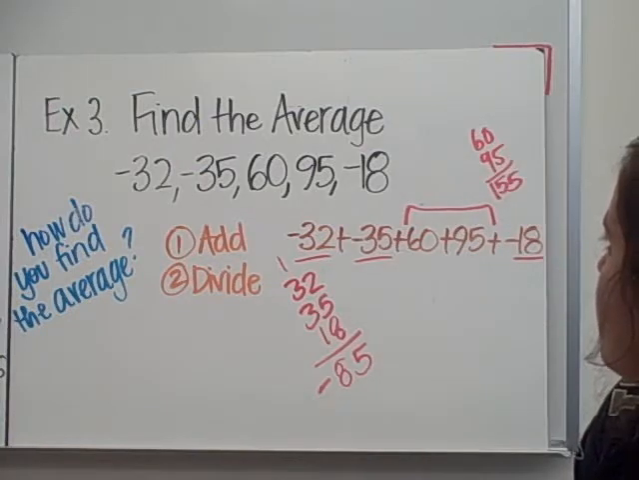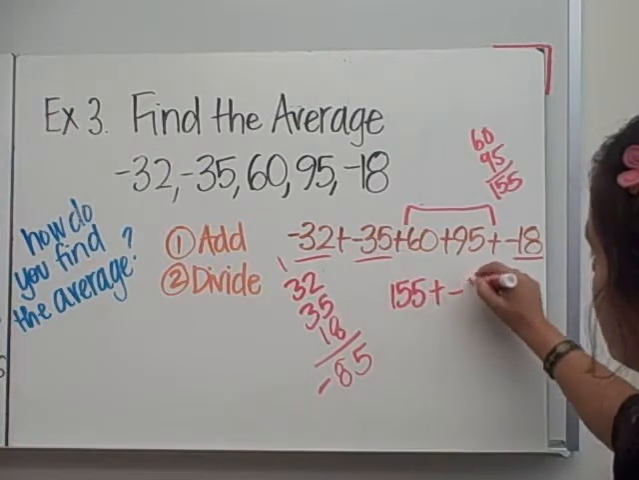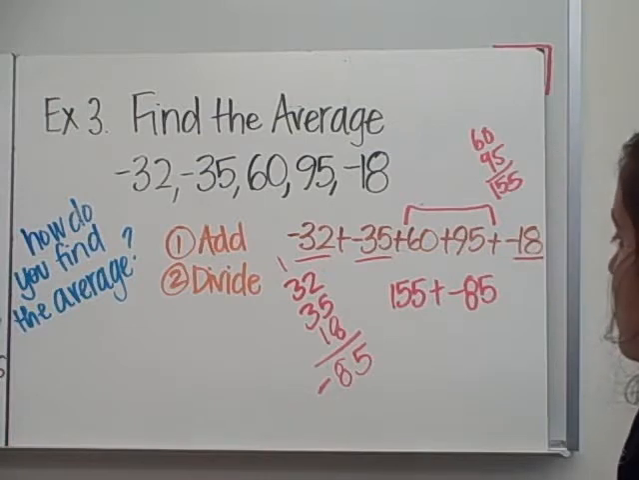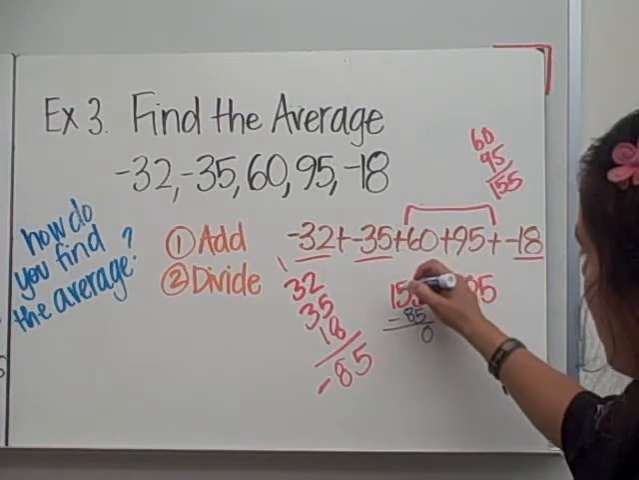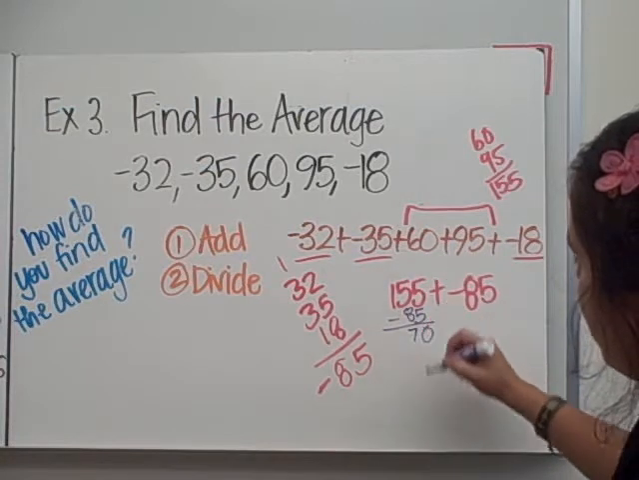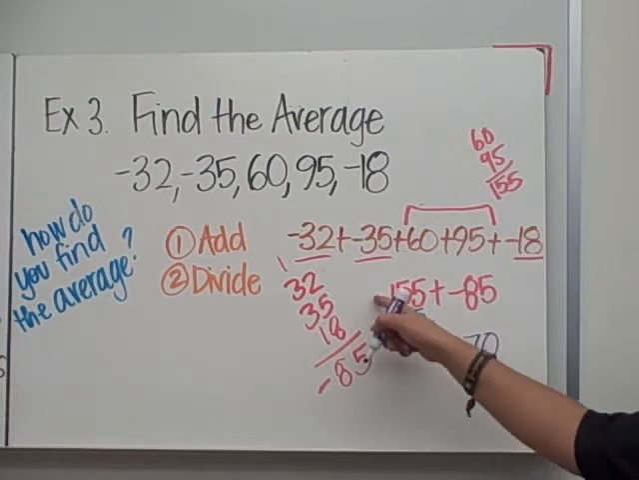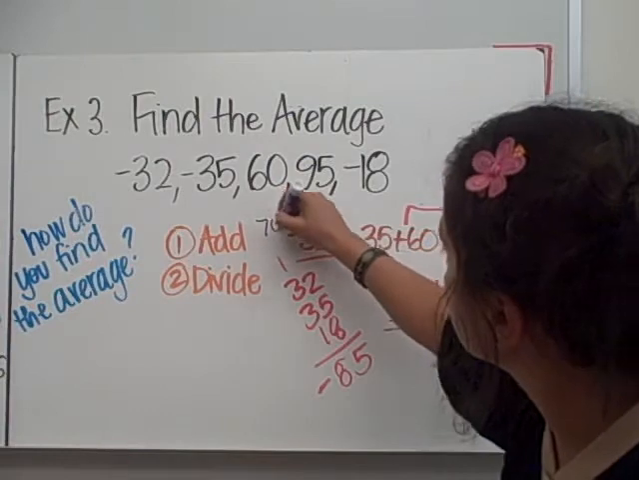That's 155. So I have a positive 155 plus negative 85. When I add those two together, I need to subtract. And I'm left with, 15 minus 8 is 7. So I'm left with a 70. Is that going to be positive or negative? It's going to be a positive because the 150 is bigger. So I've added and I've gotten 70.